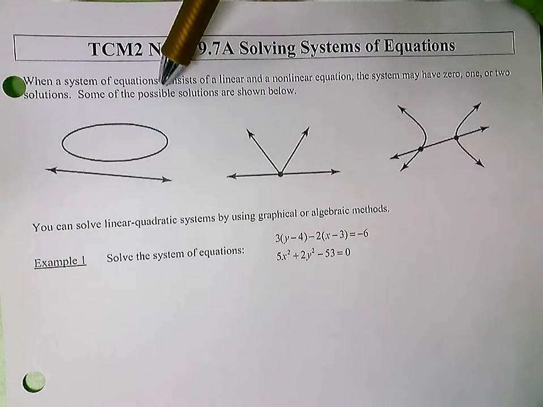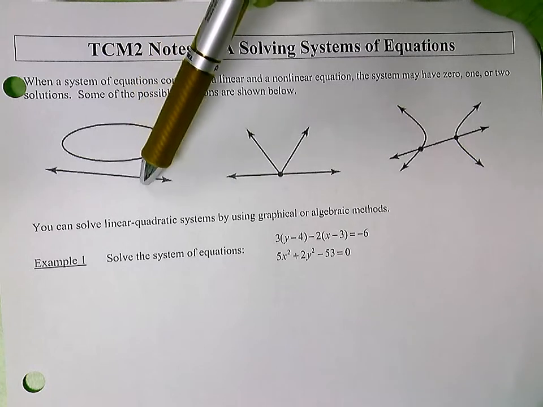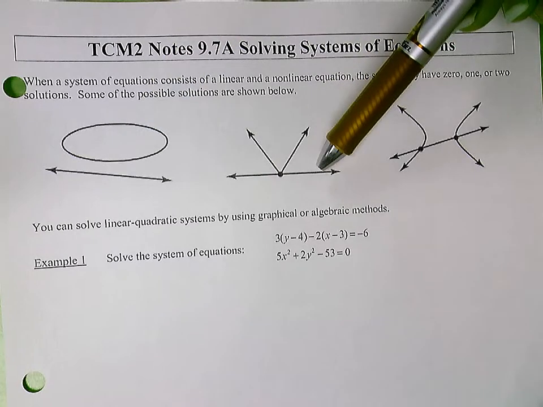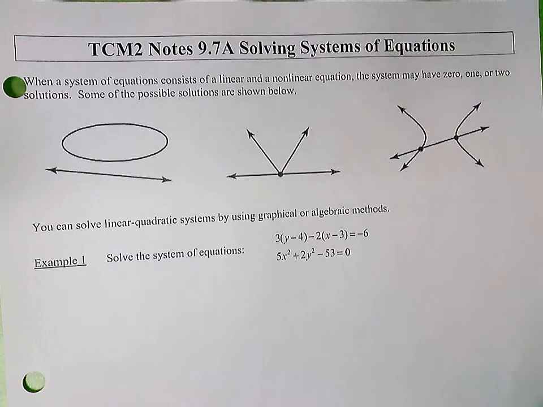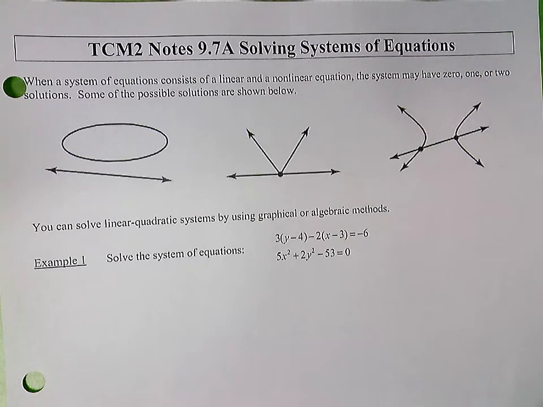Okay, so some of your possible solutions are shown below. Say we have 0 solutions, or no solutions. Your line doesn't intersect your other graph at all. If you have 1 solution, your line will intersect that other graph at only 1 point. Or you could have 2 solutions, such as this hyperbola and this line. The line intersects at both of those points there, so that would give you 2 solutions to that problem.